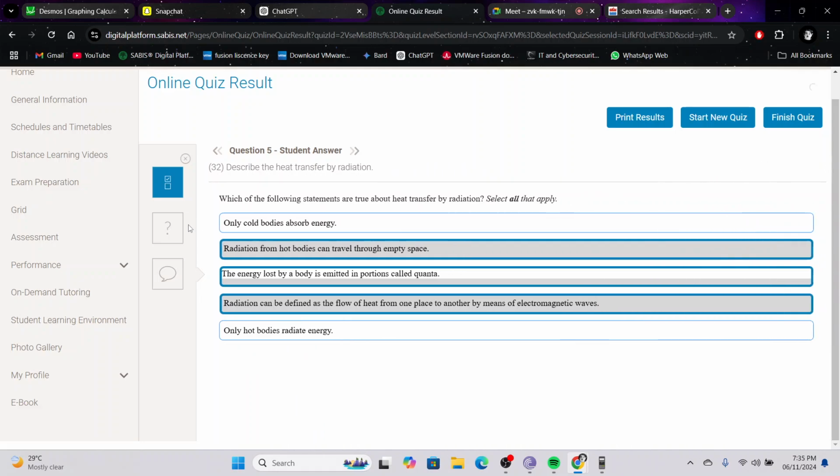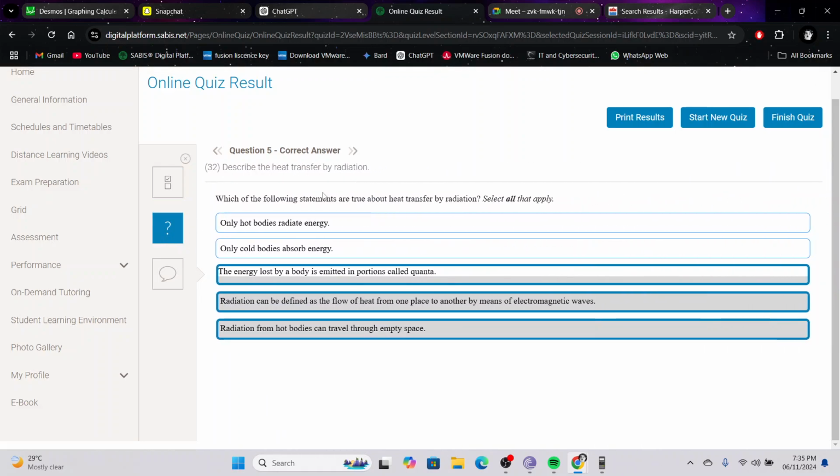Okay, question five. Which of the following statements are true about heat transfer by radiation? Select all that apply. The energy lost by a body emitted in photons is called quanta. Quanta is basically packets of light. This is another definition of energy according to quantum theory. In the book, it's called quanta. Yes, Majd, indeed.